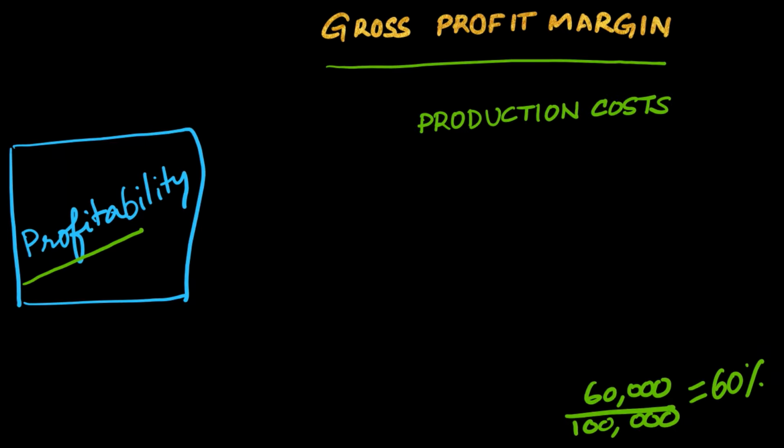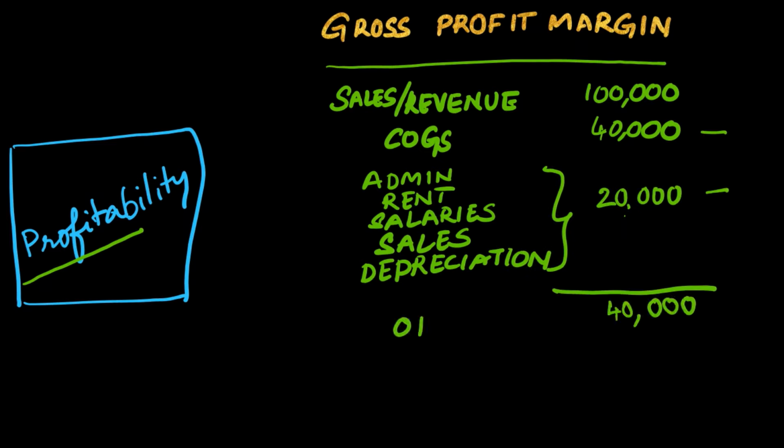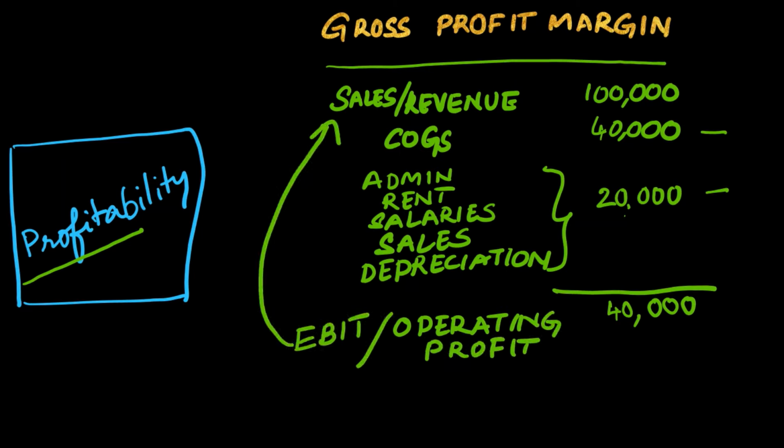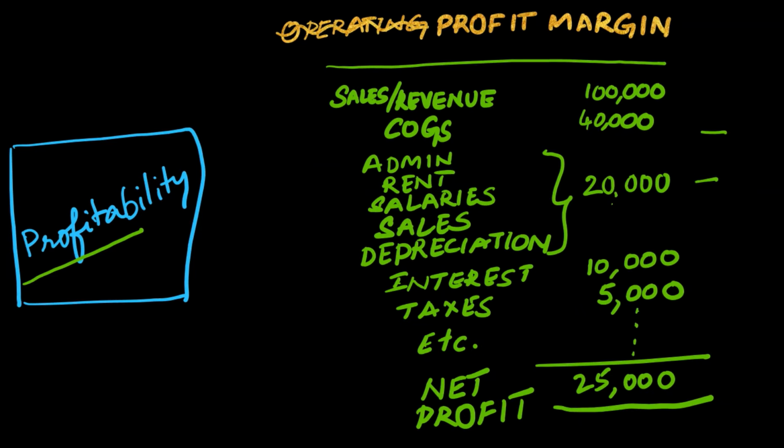If you go a bit further, after the COGS come other expenses like administration, rent, salaries, sales and also depreciation, which come to say 20,000 rupees. What we are left with after deducting these costs is operating profit or EBIT. The ratio of operating profit to the sales amount, expressed as a percentage, is the operating profit margin, which is a fantastic way of assessing the company's business model when compared with its competitors.